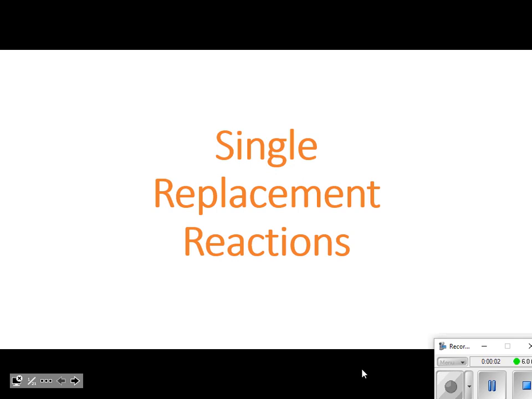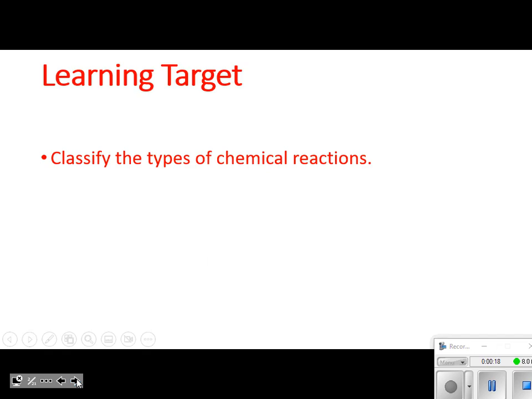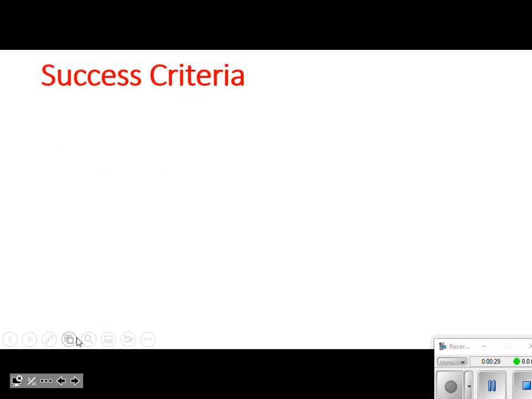All right, today, ladies and gentlemen, we're going to talk about single replacement reactions. Now, with our single replacement reactions, our learning target is to, once again, classify the types of chemical reactions. This is our third of the 5 total. So this is the third one, single replacement.